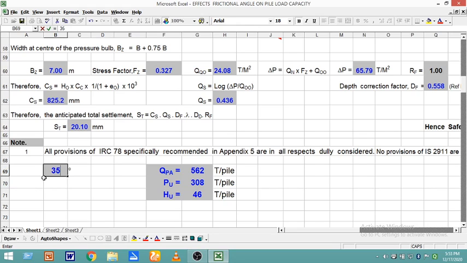Now, if we go for 35 degrees, then you see 674, 347 and 52. If it is 36, immediately it is 726, 359 and 54 ton, 54 horizontal load. Now, let us see if it is 38. It is 848, 384 and 58 ton. We see the basic difference due to the change in frictional angle.